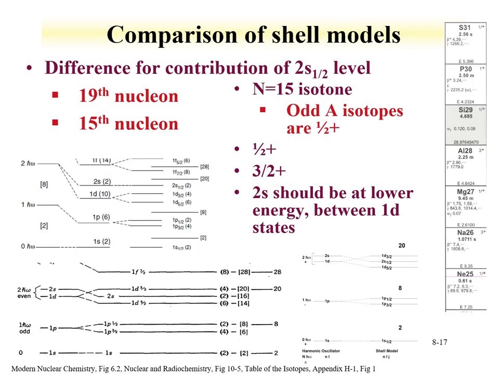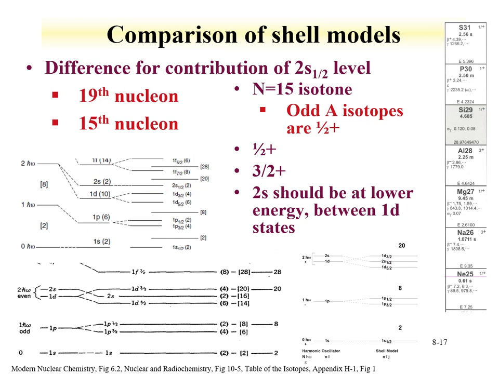It should be noted that there are differences in the shell models that are used in this lecture and ones that you can find in the literature. The difference is shown here in this shell model, where the 2s state lies above the 1d 3/2 state. This is the shell model that is referenced in modern nuclear chemistry. As you can see, filling the shell with the 20th nucleon, the 2s 1/2 state becomes full in this model.